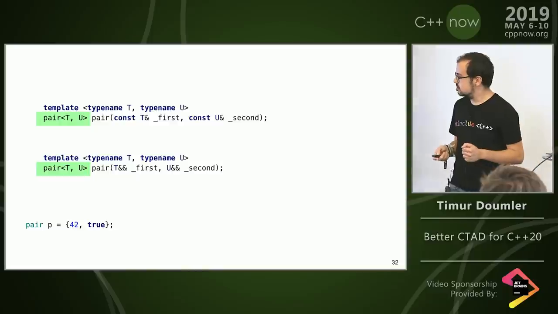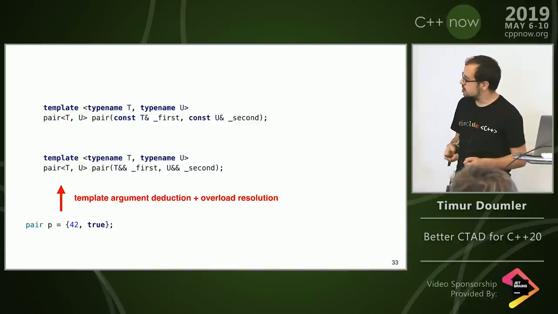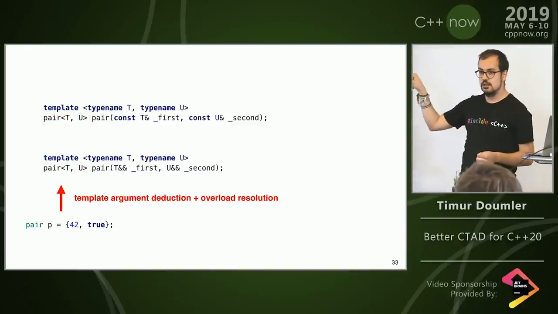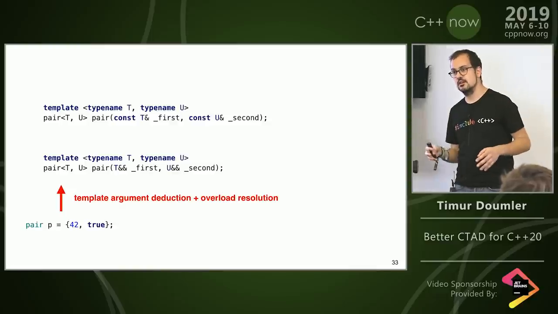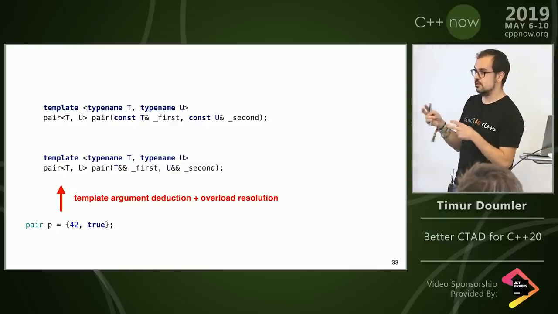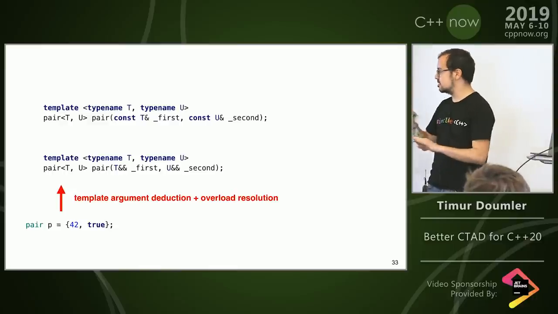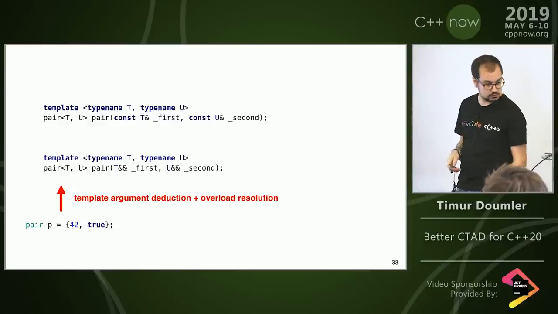And then what this is going to do, it's going to take the initializers that you wrote, and it's going to do template argument deduction and overload resolution on this set of functions. The same way that template argument deduction and overload resolution works since the 90s, with a few extra rules for some corner cases. But basically, it's the same thing. Template argument deduction and overload resolution, the way it works in C++98, on these functions.